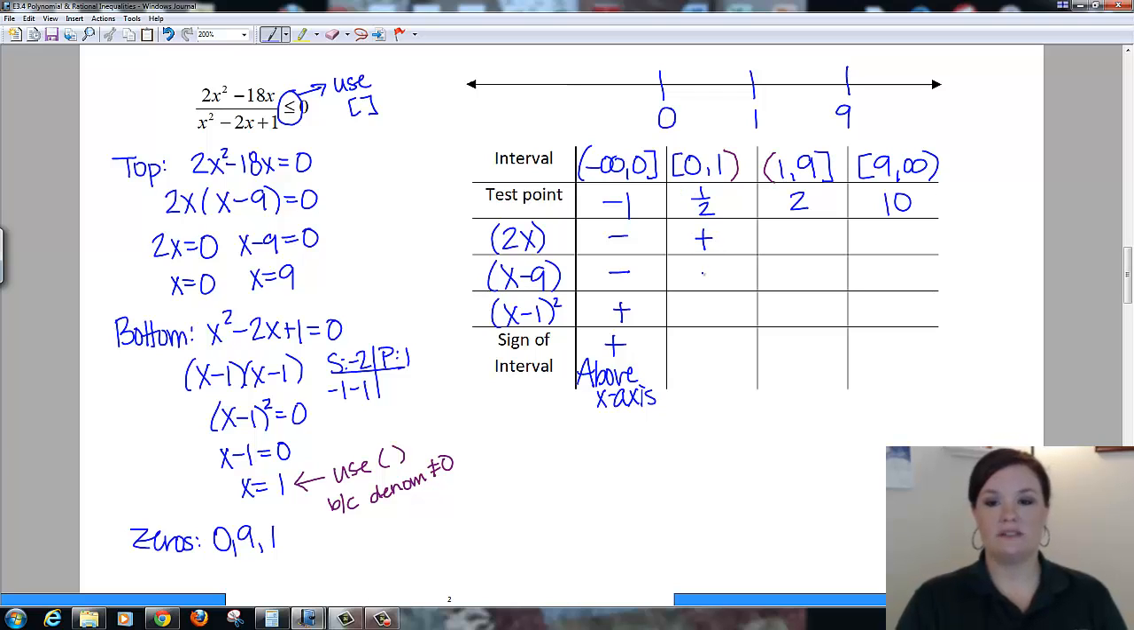I want to do the same thing with 1/2. 2 times 1/2 is positive. 1/2 minus 9 is negative. And then my last one's going to be positive because it's a squared interval. In fact, I'm going to go ahead and just write positives in on down, because no matter what we plug in, it will be positive because we're squaring it.